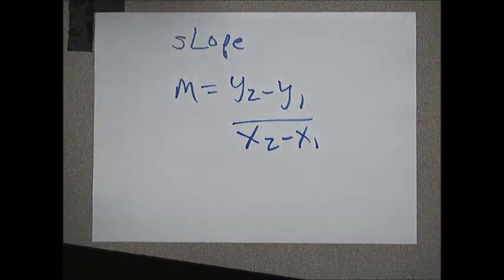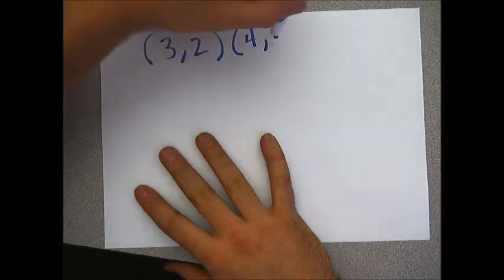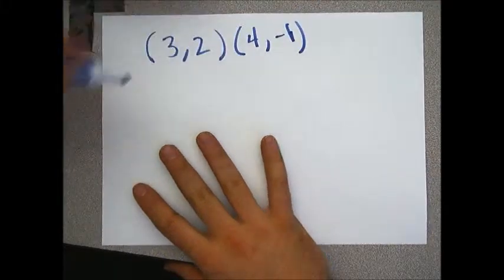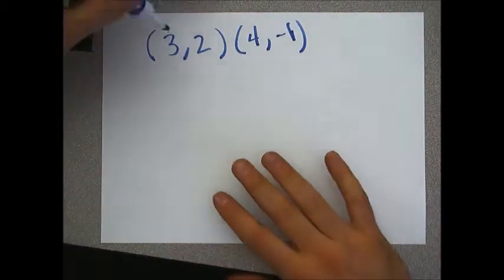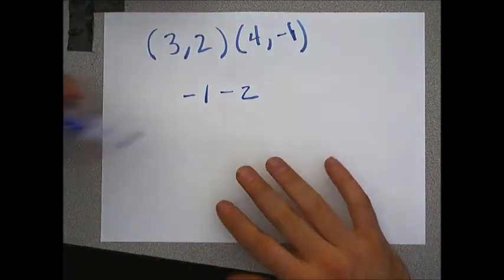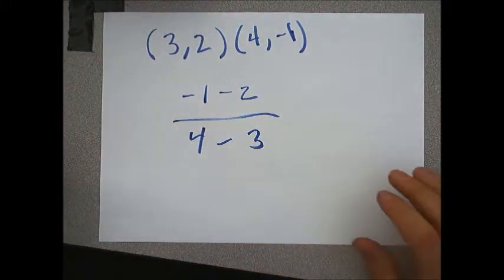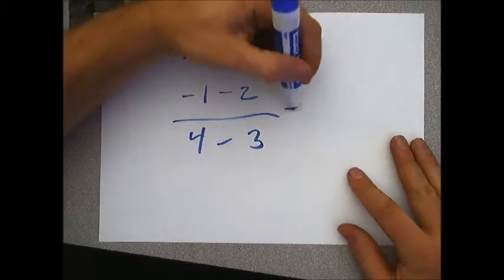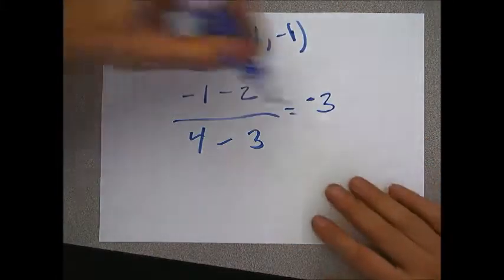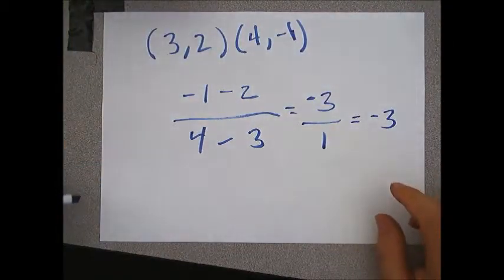Okay, so if we wanted to look at an example for finding slope, say I gave you 2 points. Let's say I give you (3, 2) and (4, -1). If you wanted to find the slope with that, we do y2, which is negative 1, minus the other y coordinate, all over 4 minus 3 with the x coordinates. Negative 1 minus 2 is negative 3. 4 minus 3 is 1, so you would have a slope of negative 3.